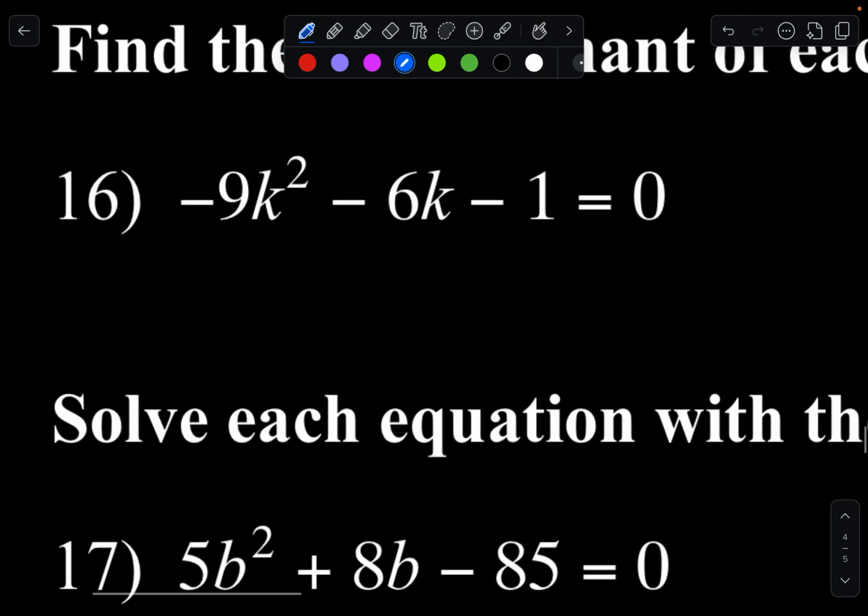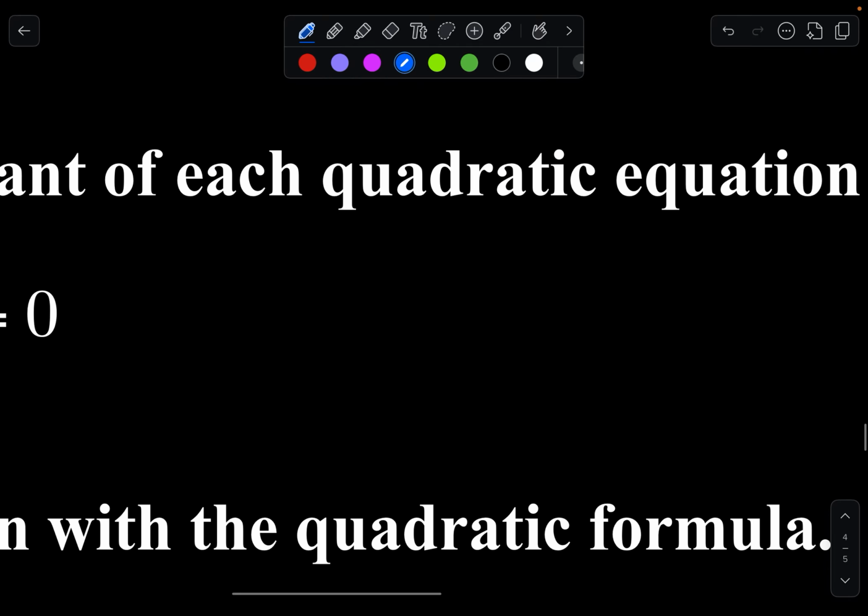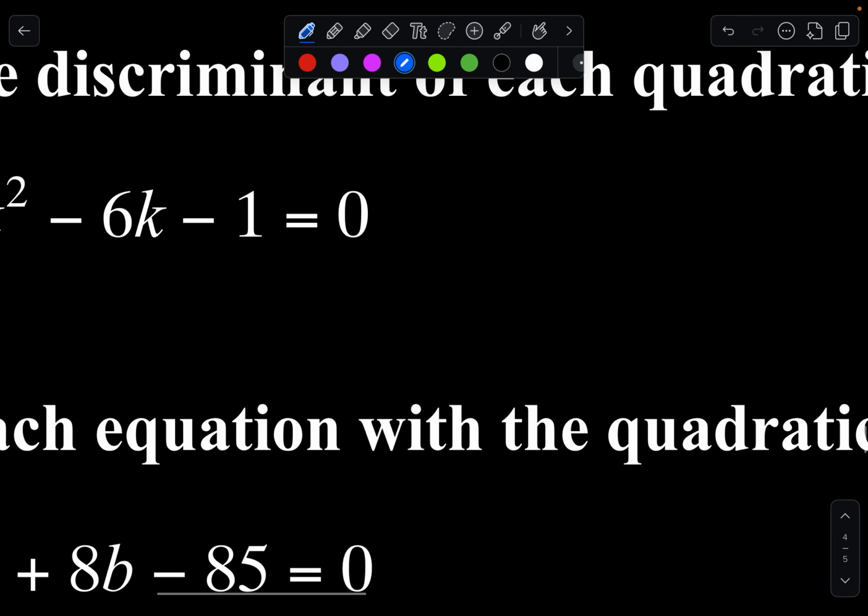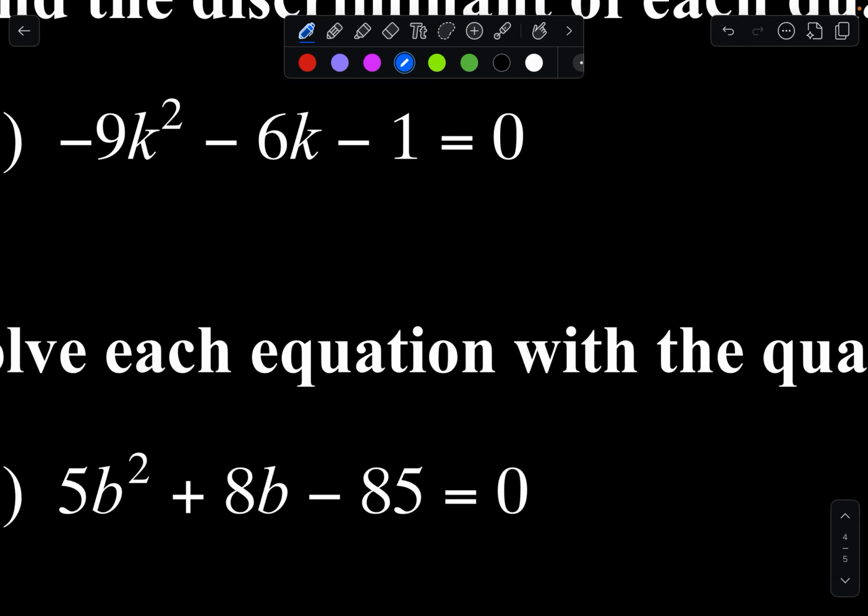Question 16 says, find the discriminant of each quadratic equation, then state the number and type of solutions. This is all about the quadratic formula. The discriminant is simply b squared minus 4ac. It's the thing underneath the square root of the quadratic formula. Again, you'll have an equation sheet for the quiz.